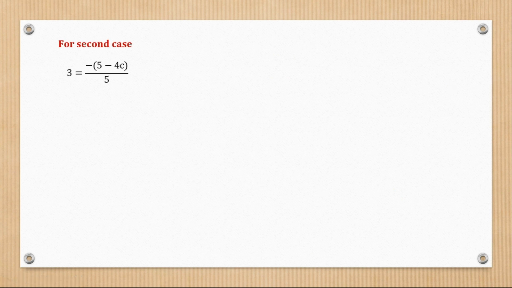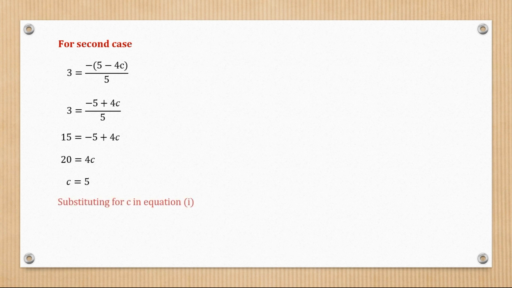So for the second case, this is what I have: cross multiply, and I'll have this. Now first of all, when I take this negative back in, I'll have negative 5 plus 4c. So cross multiply, and I have 15 being equal to negative 5 plus 4c. So this shall give me 20 being equal to 4c, and c shall be equal to 5. So therefore, when I substitute this into equation 1, I'll have 3x minus 4y plus 4 times 5, which shall be 3x minus 4y plus 20. And this shall be the second equation of the tangent.